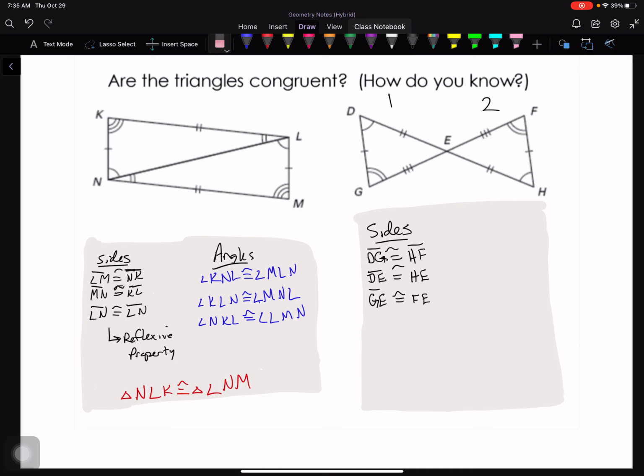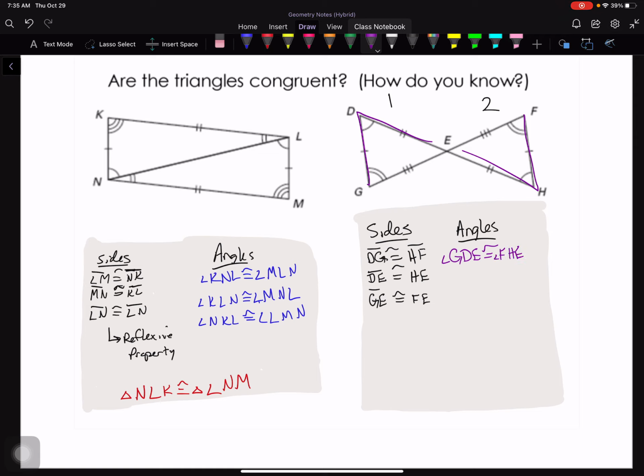Okay, now let's talk the angles. Starting with my one arc, I will go FHE. Actually, nope, I said I'll start with the other triangle first, so let's do that. Let's go GDE. Angle GDE is congruent to, so I went from the two arc, so FHE.